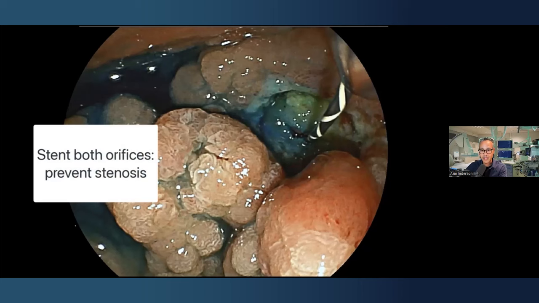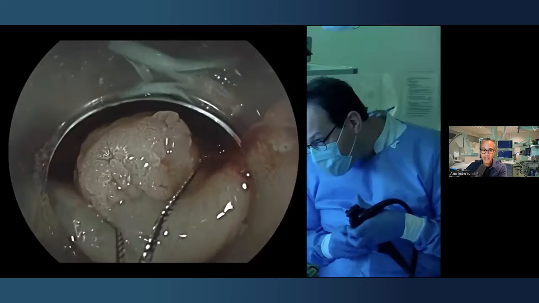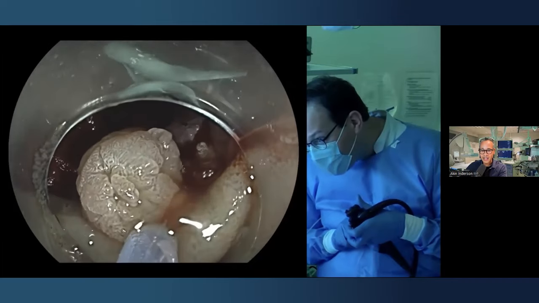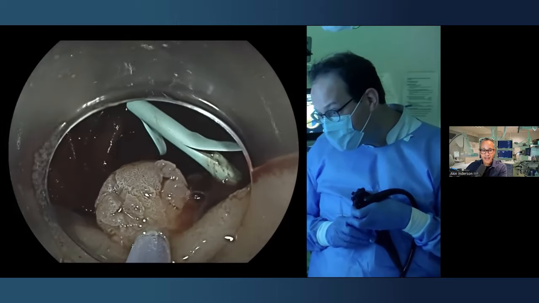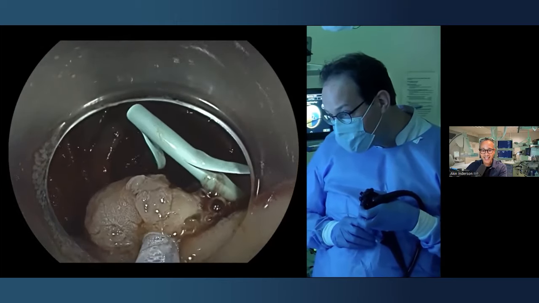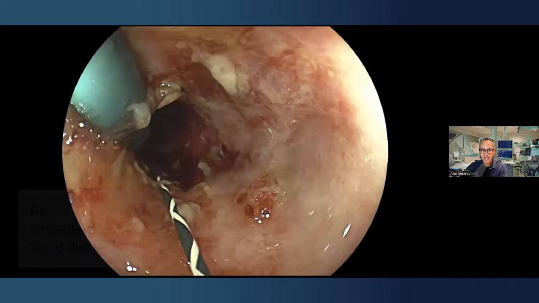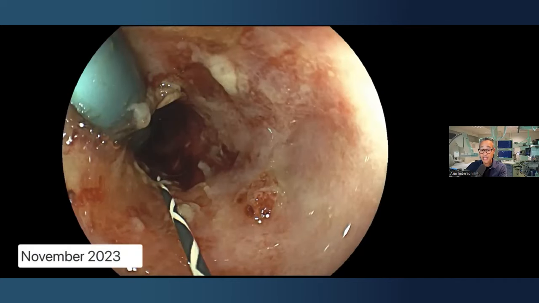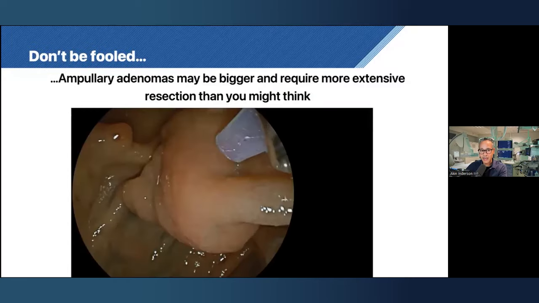stented both orifices in order to prevent stenosis. You can see it here. And then my colleague, Jurjen Boonstra, our ESD EMR ninja, did a full demucosation of the entire lesion, of the entire duodenum, and it looked like this, a 5 centimeter total mucosectomy. We put the patient on PPI, octreotide, and a liquid diet, and last week it looked like this. So I think we saved the patient from a pancreaticoduodenectomy.